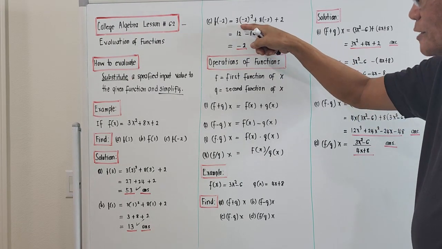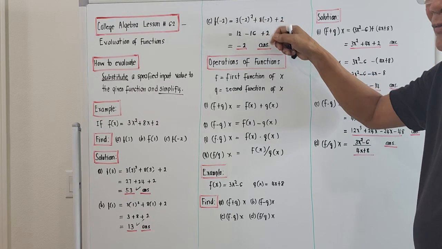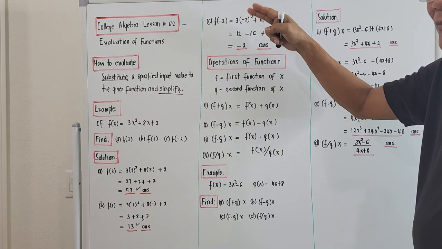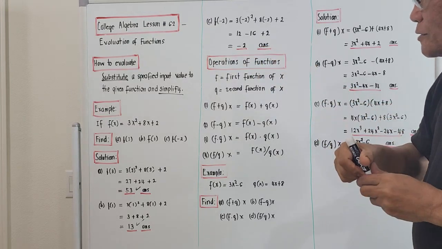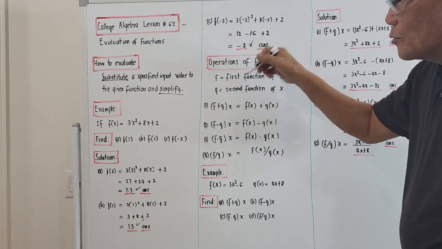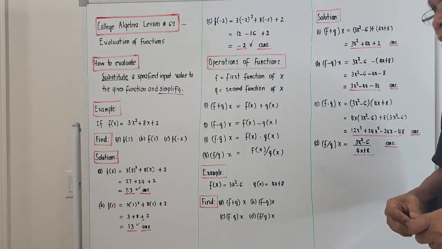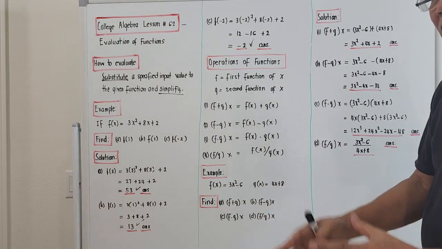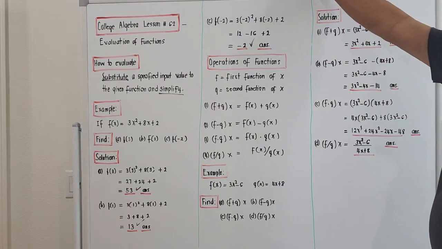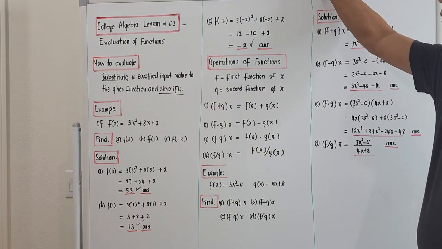16 minus 14 will be 2. But the negative value is actually bigger, so the answer will be negative 2. So that will be the answer, as simple as that one. Okay, so there's no big deal on the so-called evaluation of functions. It is a direct substitution solution problem.